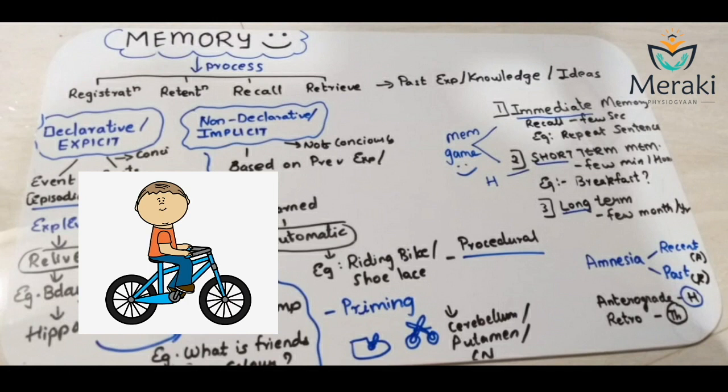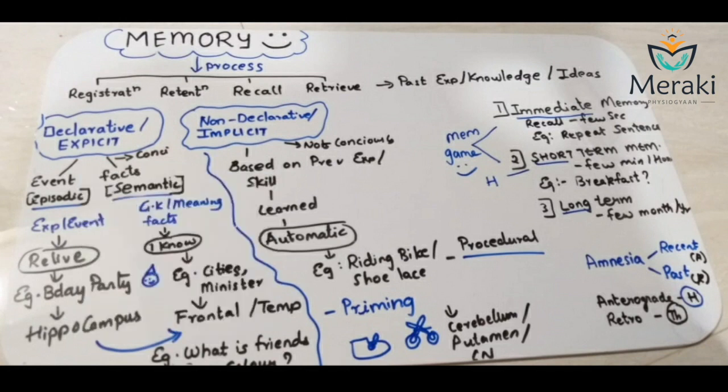But now when you sit on the bike, you just start cycling, right? You don't actually have to think of the steps. So that's your implicit memory. Your cerebellum, putamen, and caudate nucleus are responsible for implicit memory, your memories of motor control. Now, another interesting thing here is the priming.